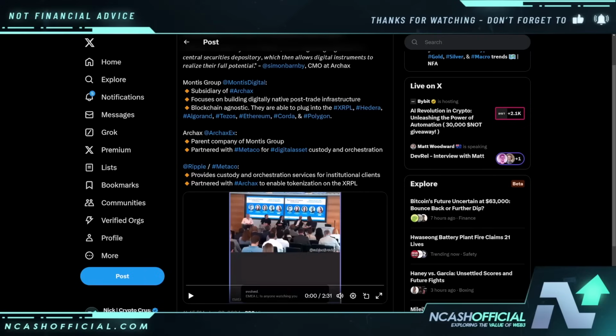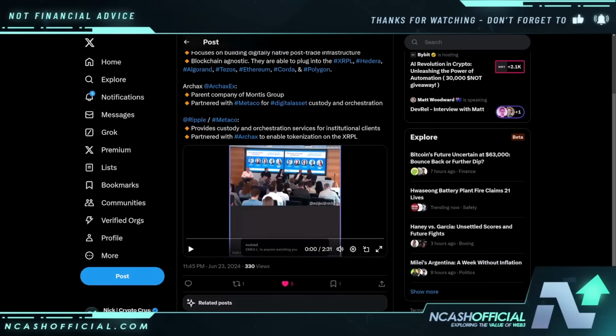They are able to plug into XRP Ledger, Hedera, Algo, Tezos, Ethereum, Corda, Polygon, even Stellar, any network out there. Archix, parent company of Montes Group, partnered with Medico for digital asset custody and orchestration. Ripple and Medico provides custody and orchestration services for institutional clients, partnered with Archix to enable tokenization on the XRP ledger. And we also know that Hedera is tapped in as well. Listen closely to this video, and then I will really kind of fully wrap things up.